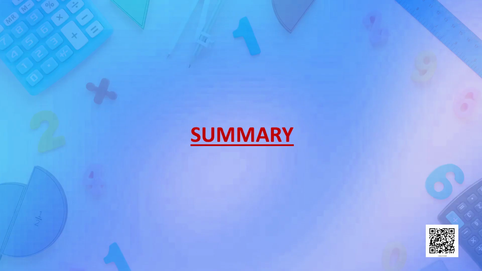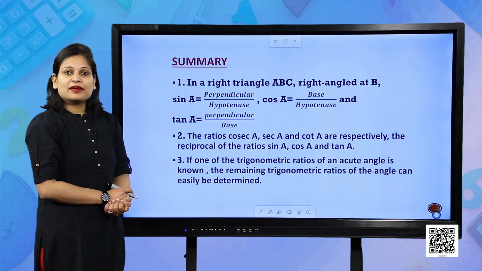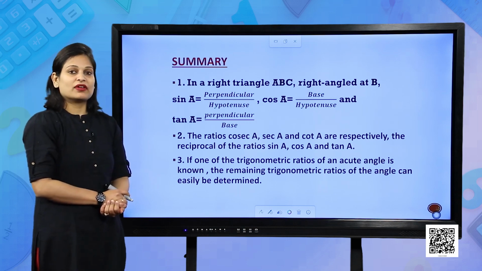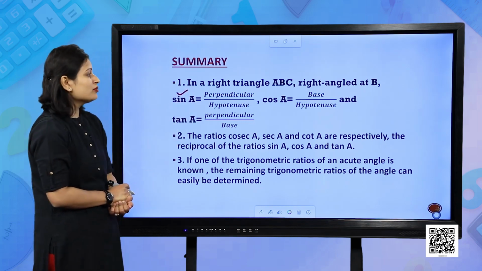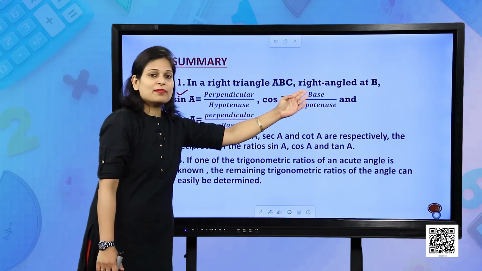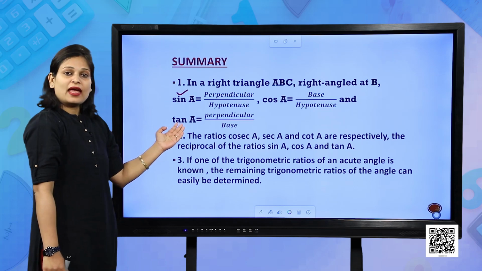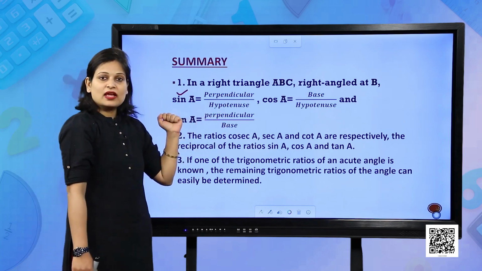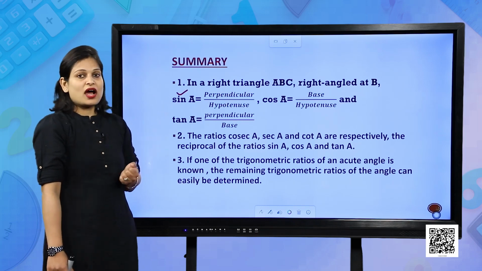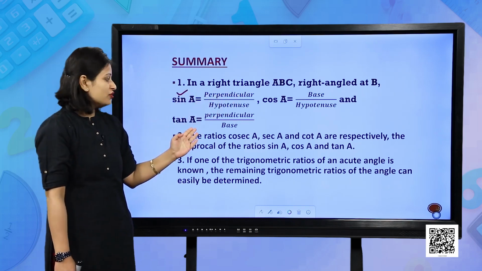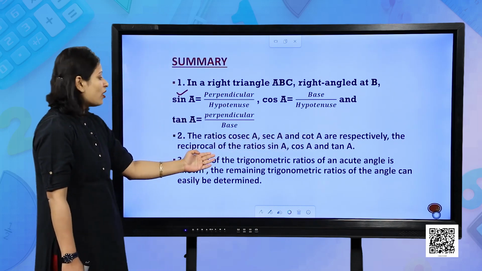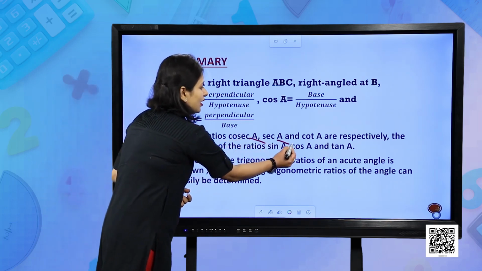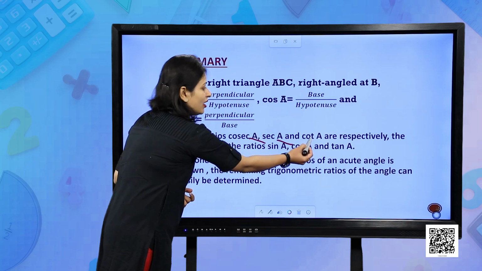Now, let us quickly recapitulate what we have studied today. In a right angle triangle ABC, right angled at B, we have discussed 6 trigonometric ratios. First one was sin A, which is perpendicular upon hypotenuse. Second one was cos A, which is base upon hypotenuse. And the third, tan A, which is perpendicular upon base. Now, the other 3 trigonometric ratios are just the reciprocals of these 3: cosecant A, secant A and cot A, which are respectively the reciprocal of sin A, cos A and tan A.